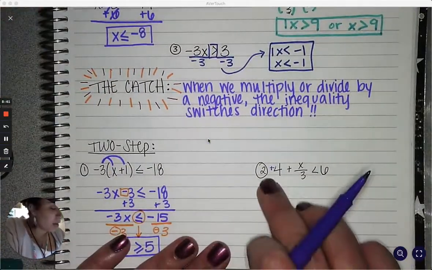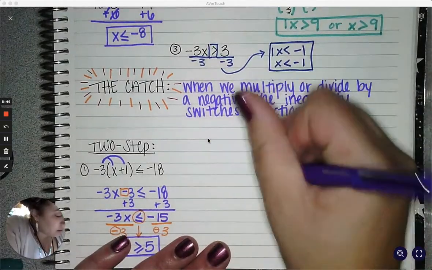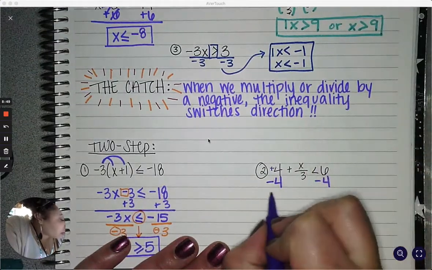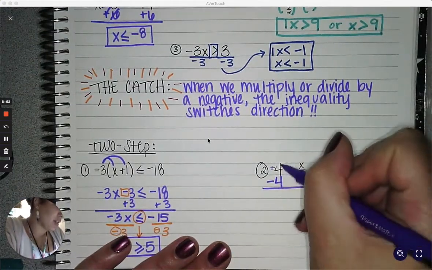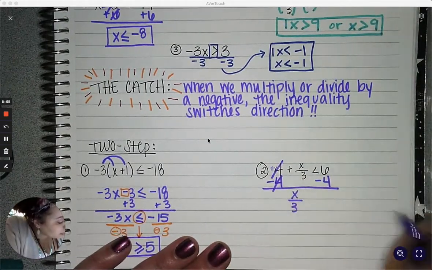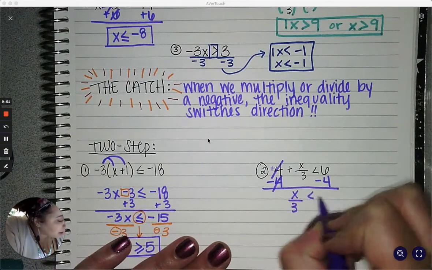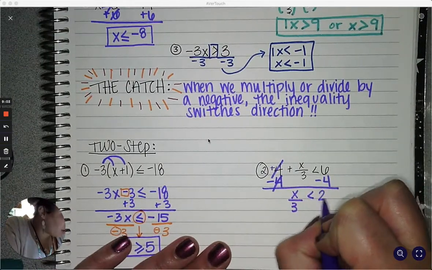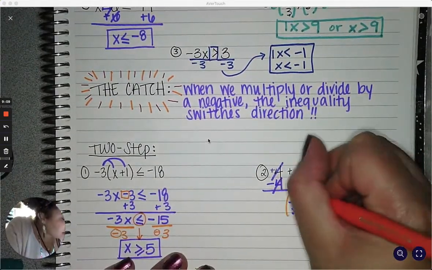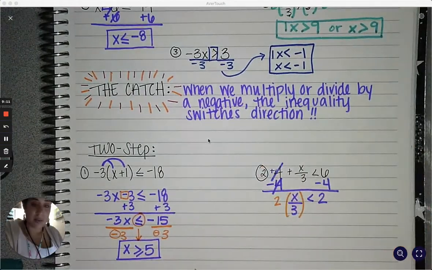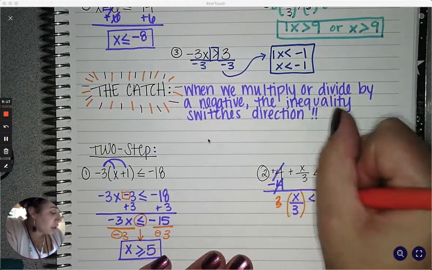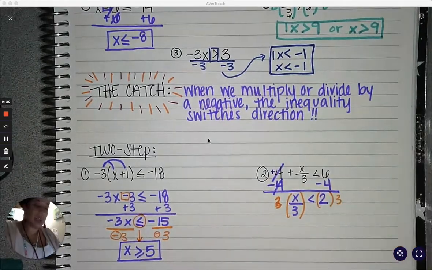Okay, so in order to get it to the other side of that inequality, we're going to subtract 4. They actually will zero out on this side, so we get x over 3 is less than 6 minus 4, which is 2. We have a division problem, so the opposite of division is multiplication. So I'm going to multiply by 3, and we're also going to multiply by 3 on that side as well.